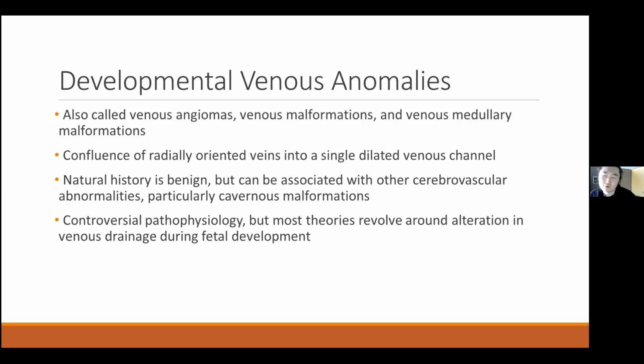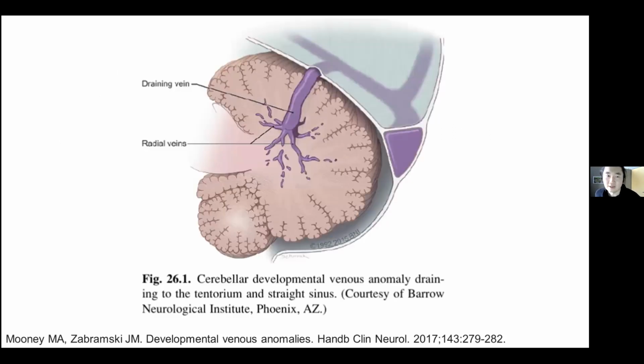And the trigger for the development of these is unknown, but most theories revolve around the idea that there's altered venous drainage during fetal development, which prompts the formation of these. This is a schematic of a cerebellar DVA. They're kind of these neat, cute looking things, like small vessels that converge. In this case, they are converging and eventually going into the straight sinus there.